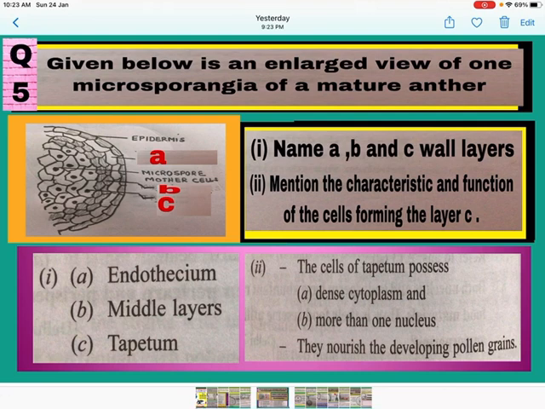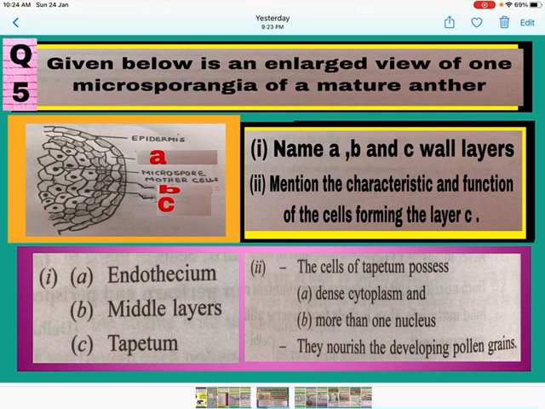See the diagram. Outermost layer is epidermis and next to epidermis is A. A is endothecium and next to endothecium is B, shown in grey colour, 2 layers. These are middle layers, so B is the middle layers. And next to the middle layers, inside, it is C, it is tapetum. So A, B and C are endothecium, middle layers and tapetum, and in the center there are present microspore mother cells. Now come to question number 2.